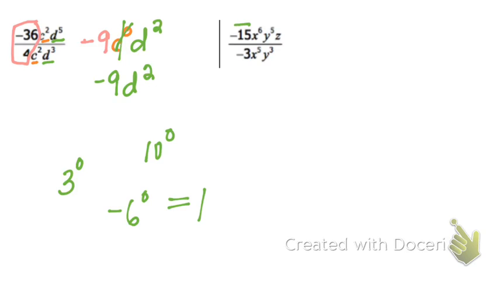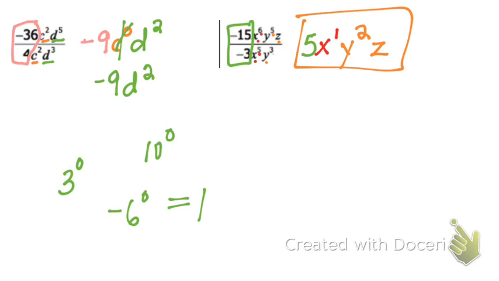So this last one, you just divide the numbers. That's just 5. And then if we look at the x's, we have x to the 6th power and x to the 5th power. So 6 minus 5 is 1. And then the y's, we have y to the 5th power and y to the 3rd power. So 5 minus 3 is 2. And then z, there's nothing to divide that by, so I just have z. So that's our answer.